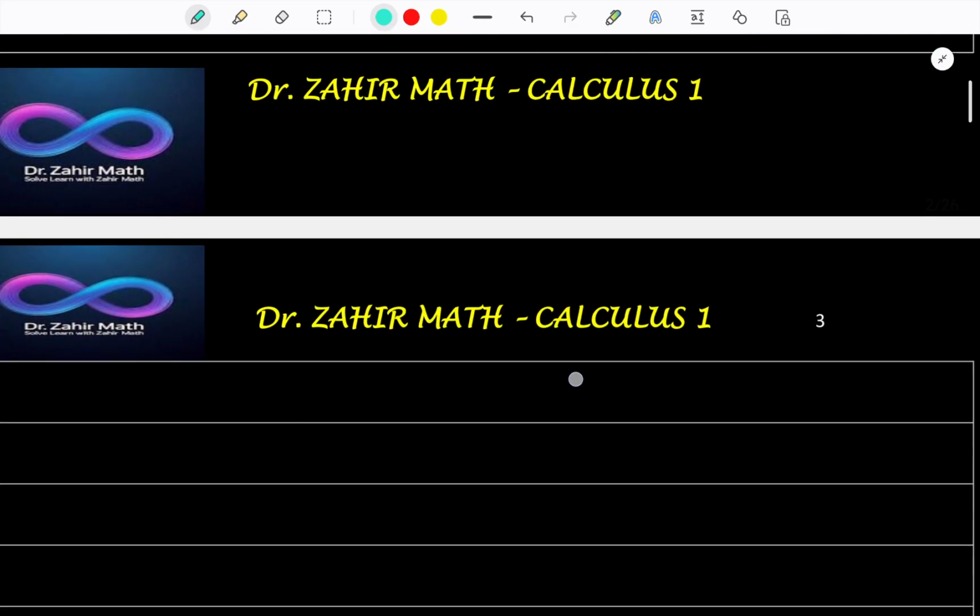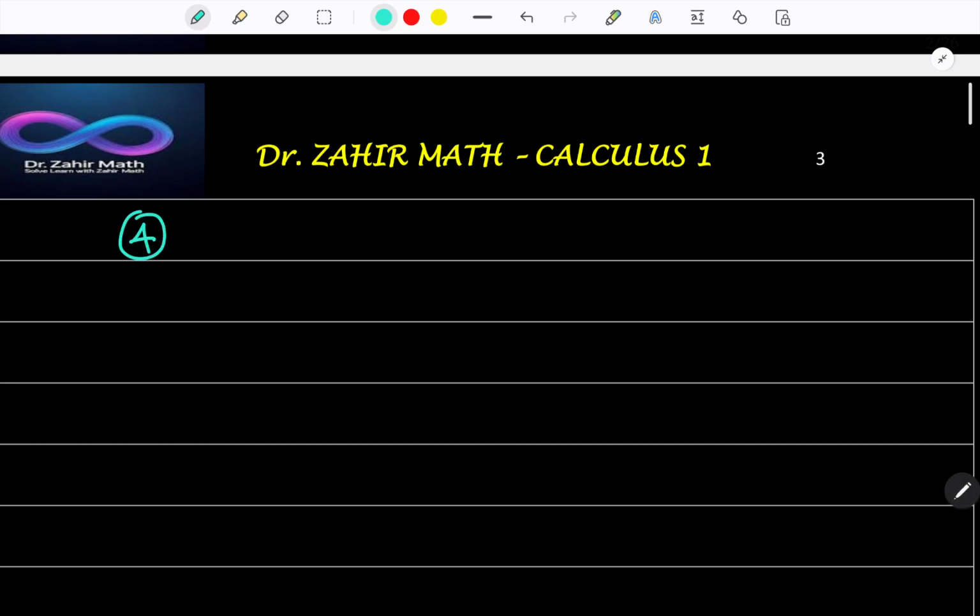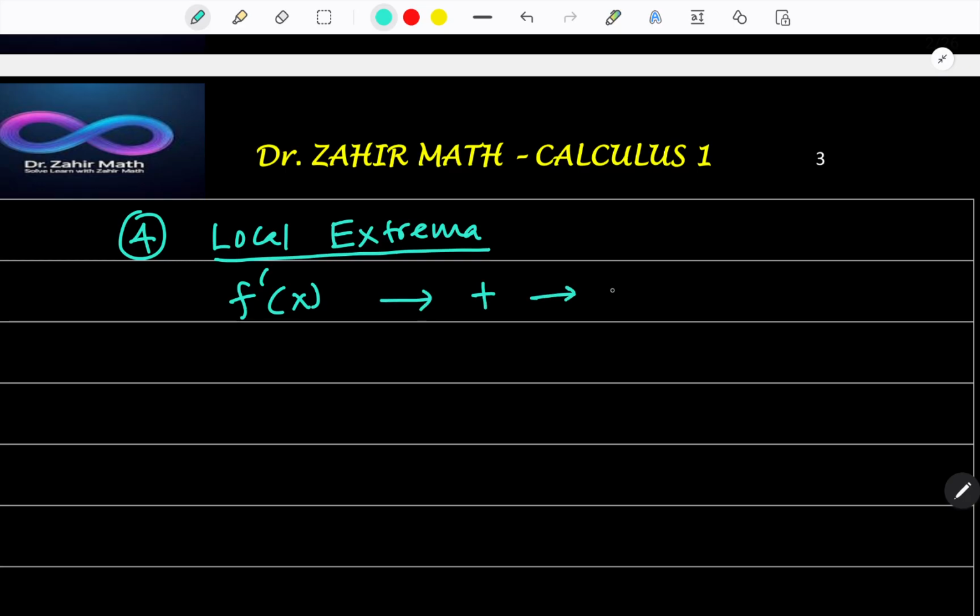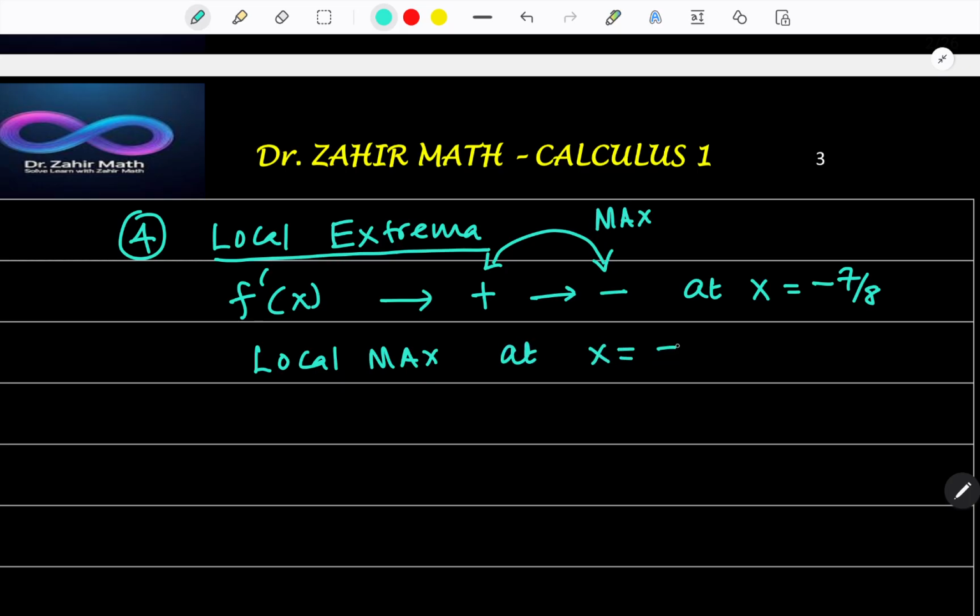Right. So now we are going for step number 4. What is step number 4? We are going to say local extrema. So local extrema we are going to write. What is that? F dash of x changes from positive to negative at x equals minus 7 by 8. That is a critical point. So it means your local maximum, because positive to negative means it is maximum. So local maximum at the point x equals negative 7 over 8.